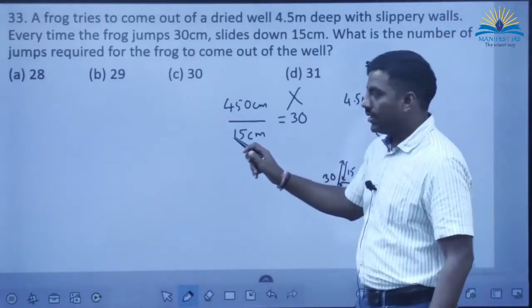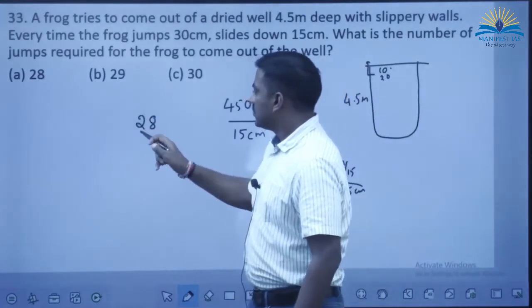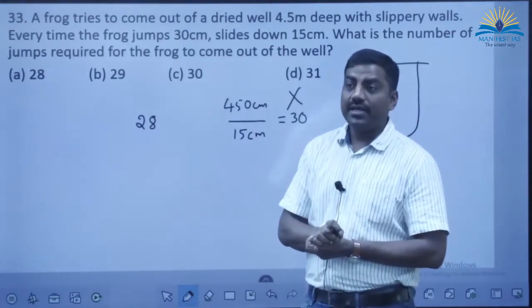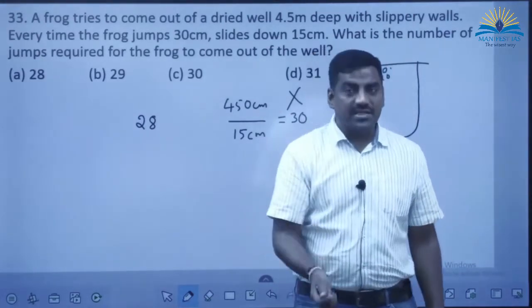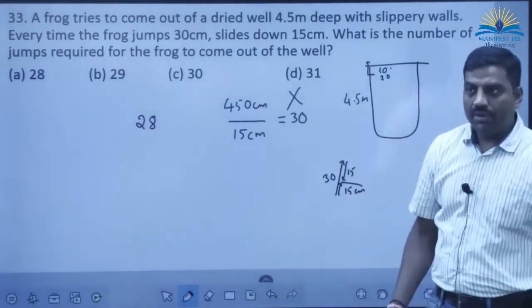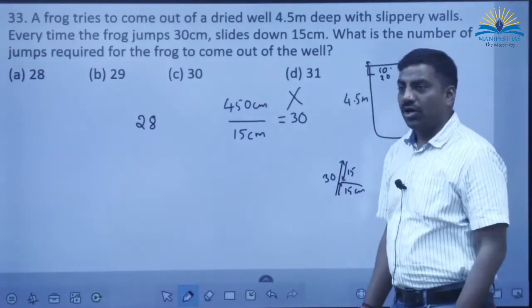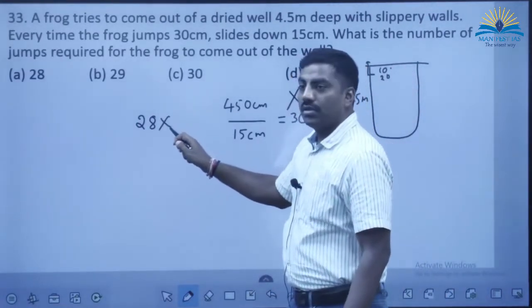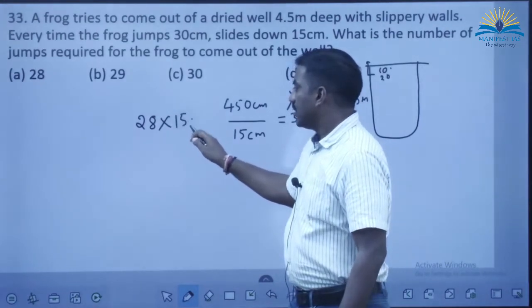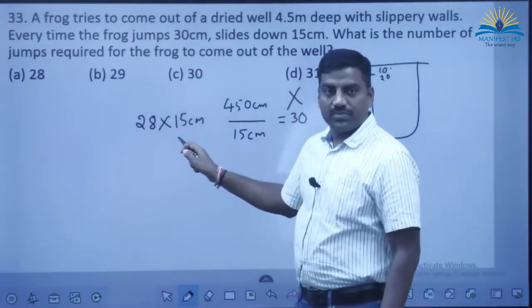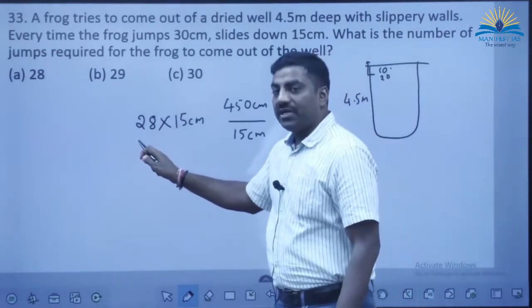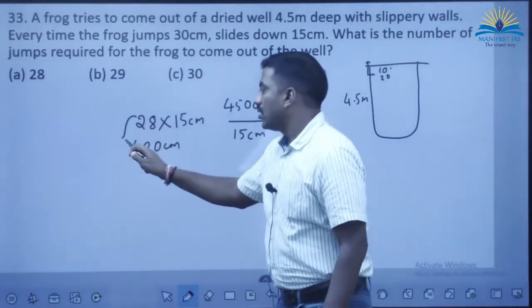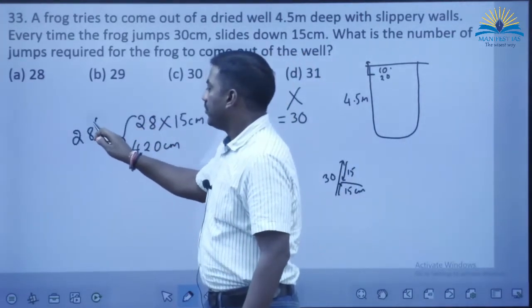Let's say 28 steps. I am not telling you the answer. I am asking you to check 28 times. After the 28th time, what will be the elevation gain of this frog? Every time it is gaining 15 centimeters. So this is the 28th jump. So how many centimeters has it gained? 420 centimeters after the 28th jump.